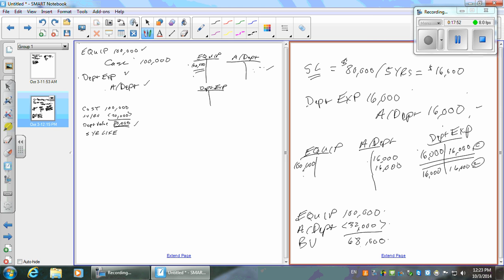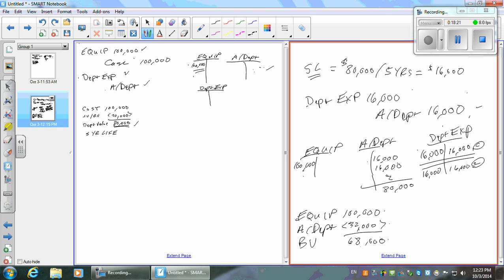Then what happens? The next year I do the same thing. Third year I do the same. Fourth year I do the same thing, right? Fifth year I do the same thing. What will be the balance in accumulated depreciation after I do this 5 times? 80,000. 5 times 16, right? 80,000. How much will I have reduced my income by over the 5 years?